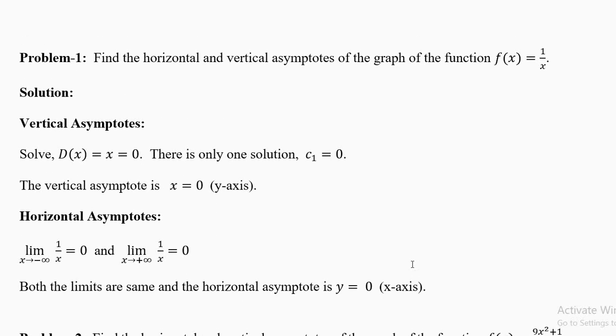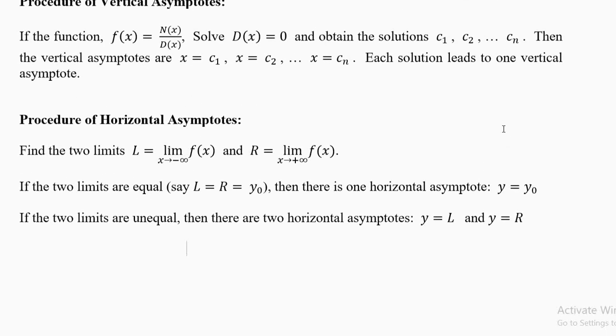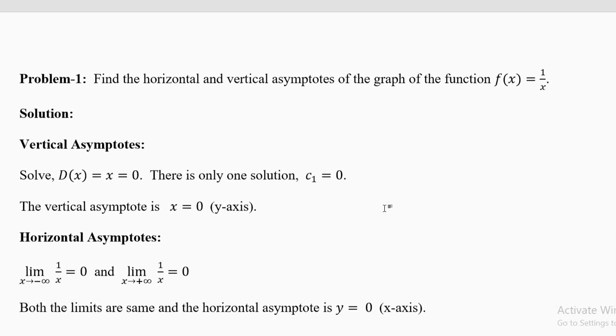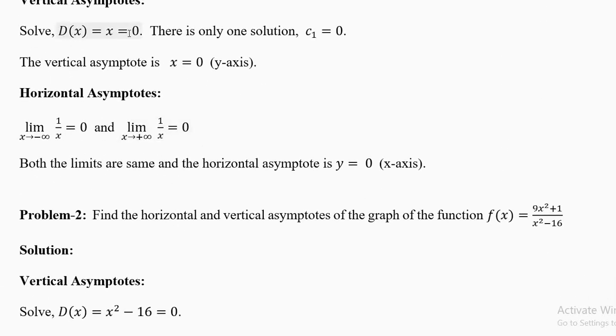Now your questions will look like this. Find the horizontal and vertical asymptotes of the graph of the function f of x equal to 1 by x. We have the graph for this on page 1. Vertical asymptotes. What do we do? Solve the denominator equal to 0. For vertical asymptotes, solve denominator equal to 0, or d of x equal to x equal to 0.